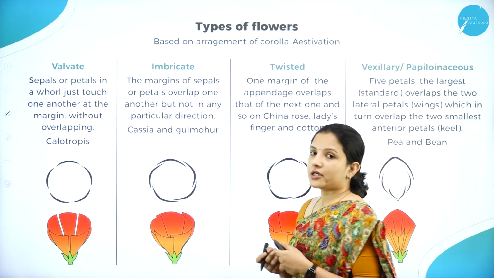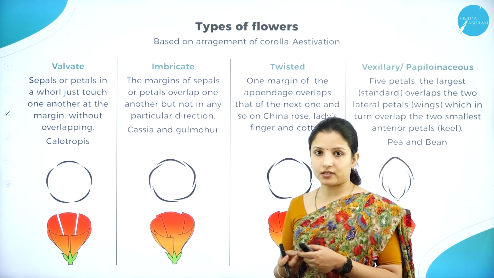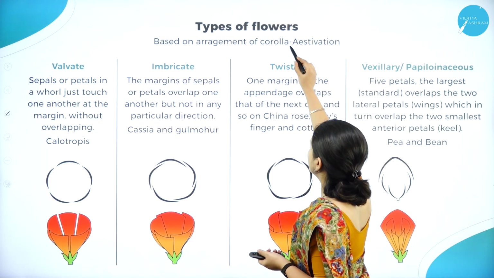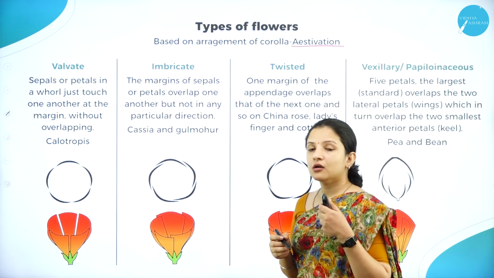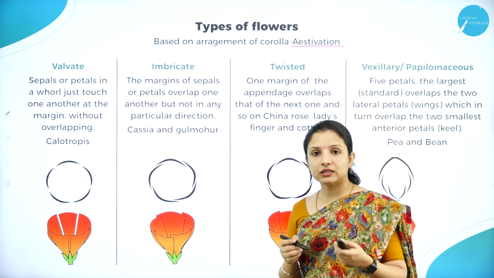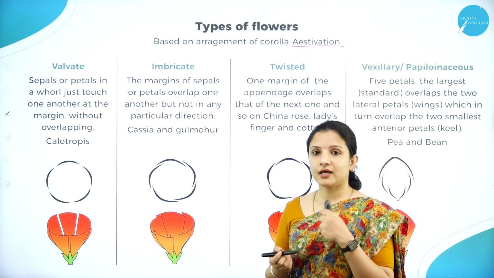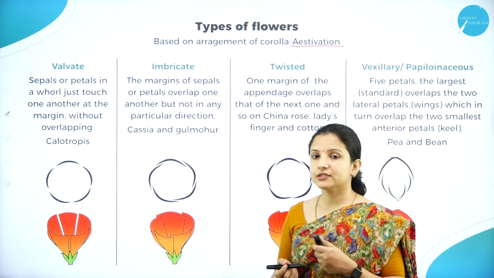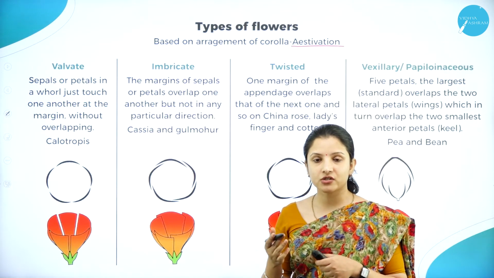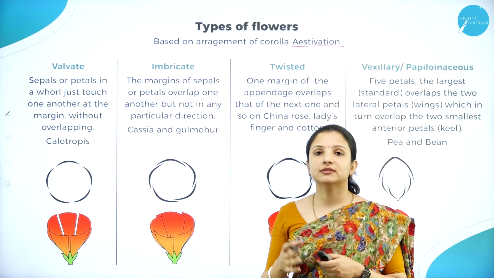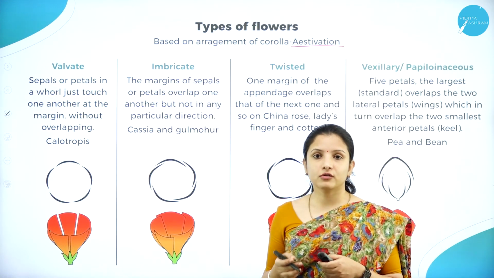So next, I told you about petals. Again, based on the arrangement of the petals. So arrangement of the petal is called as estivation, or the arrangement of the corolla. Corolla means nothing but it is another name for petal. So based on how the petals are arranged in a flower, that is nothing but estivation. So what is estivation? Estivation is nothing but the arrangement of the petals or the corolla in a flower.